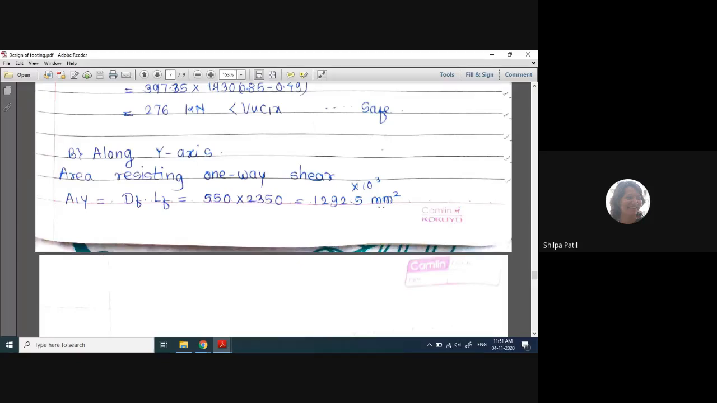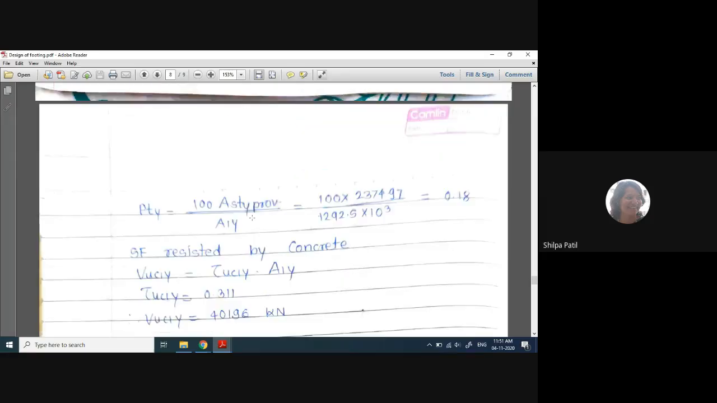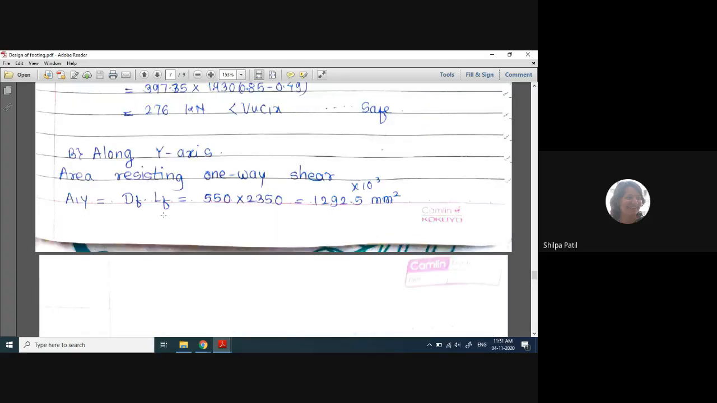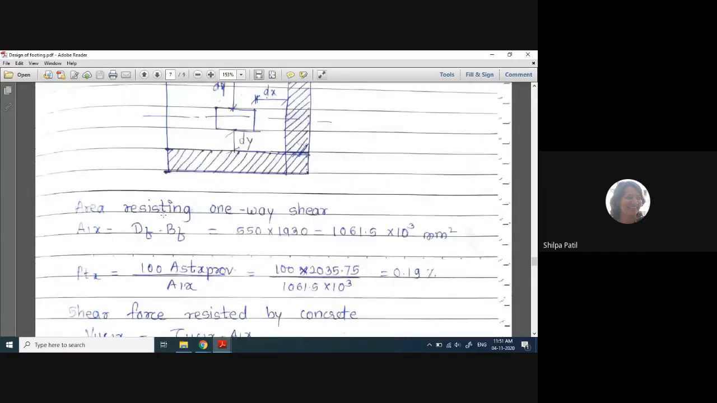Similarly, along the y-axis it is calculated. So A1y is calculated as df into Lf. Then the percentage steel is calculated. Let me check what df and Lf are.